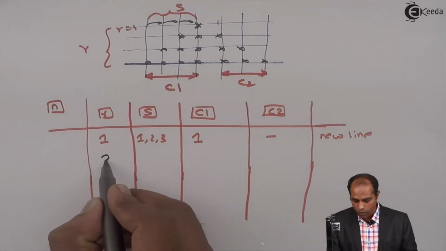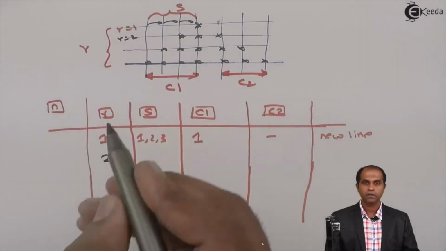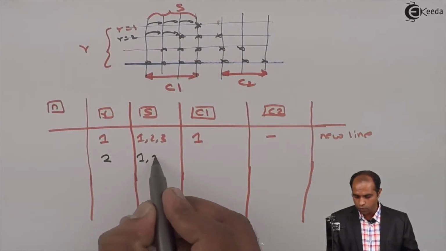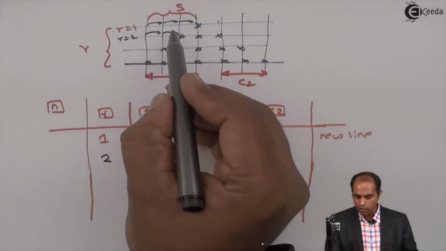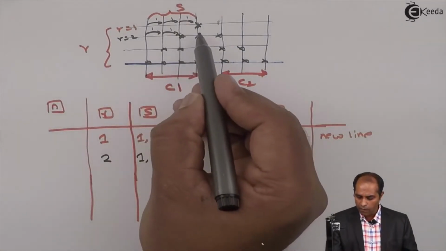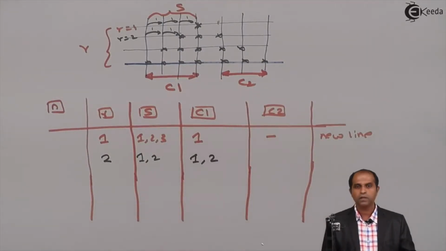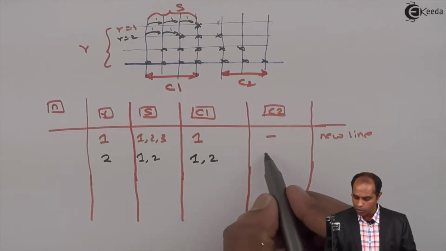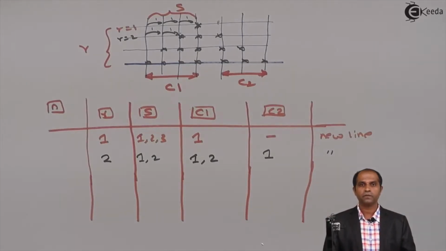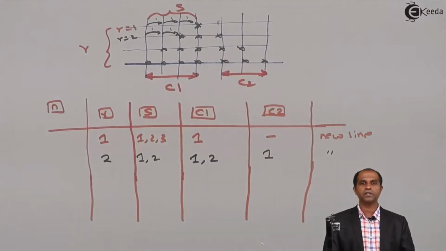Now let's say this for the second row. When r is 2, how many spaces? I'll have 2 spaces. After you generate these 2 spaces, C1 will take over. C1 will have 2 asterisks. After that C2 will have only 1 asterisk, and then we'll take the control to the next line. This time when r is 2, you have a character on this particular C2.